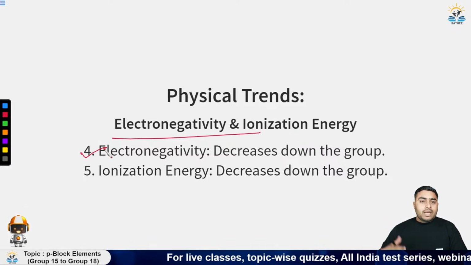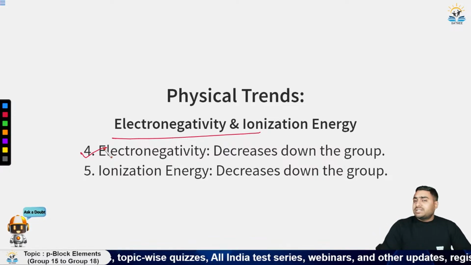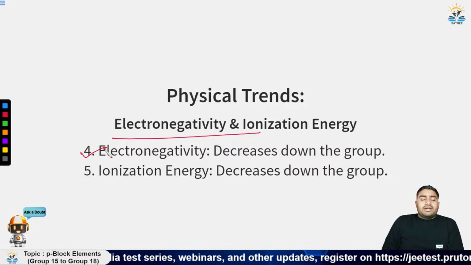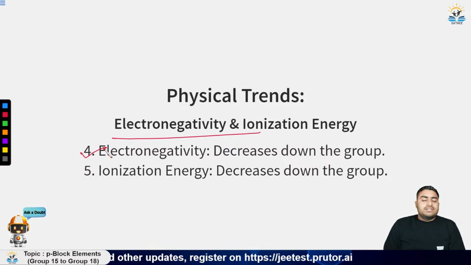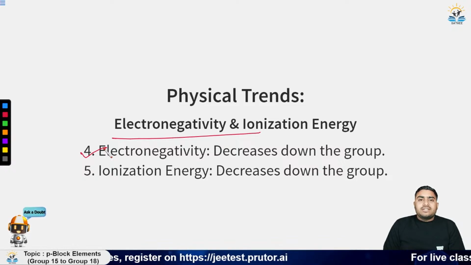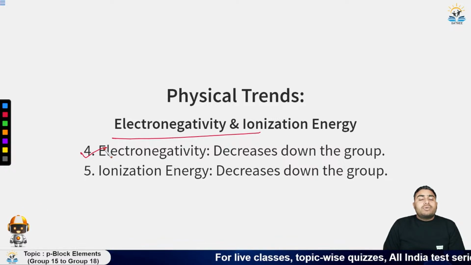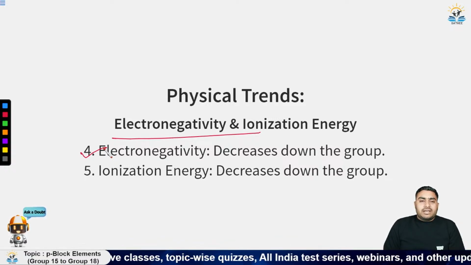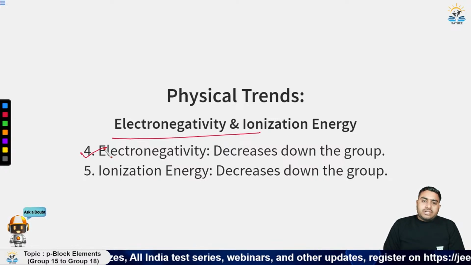Electronegativity is the tendency to attract the shared pair of electrons toward itself. If you are moving left to right in a particular period in the periodic table, electronegativity will increase due to the increase in Z effective. That means the nucleus attraction power will increase, that means the nucleus hold will increase towards the outermost shell electrons, right?